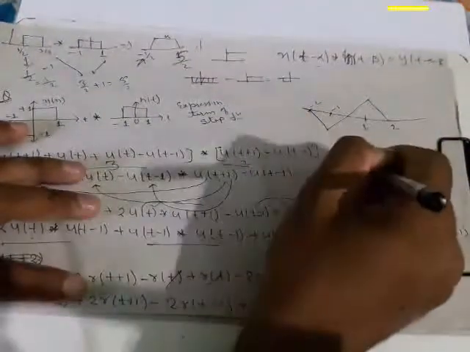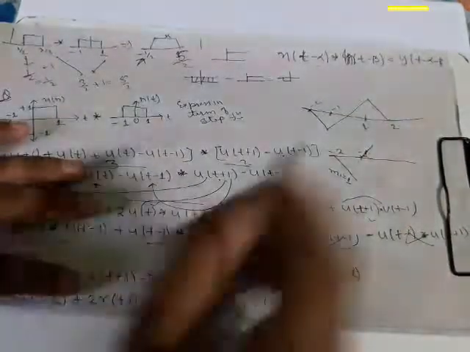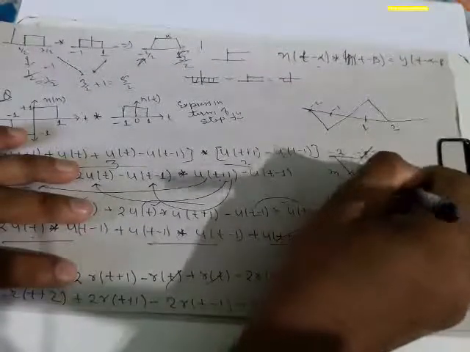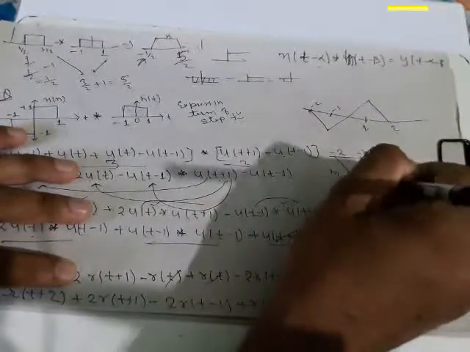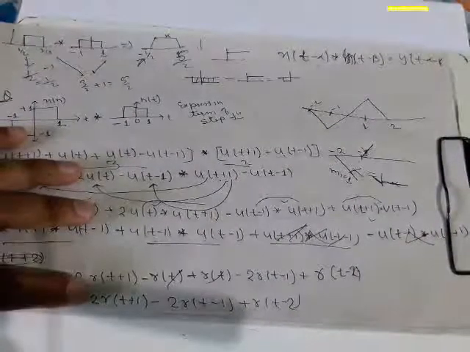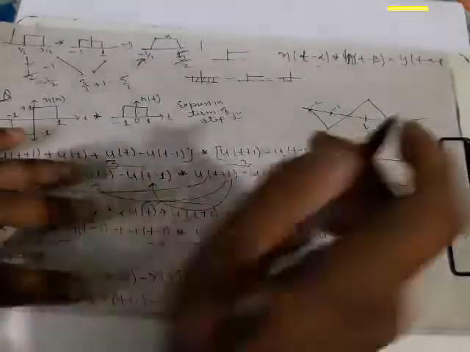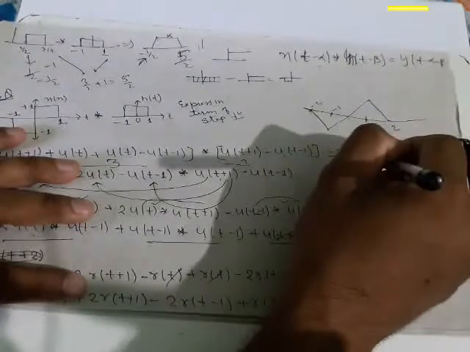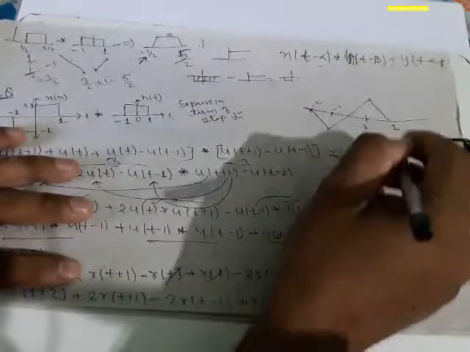Similarly, this is property 1, and the second property says that the differentiation of y(t) is nothing but the convolution of x(t) with the differentiation of h(t), or the differentiation of x(t) convolved with h(t). So this is the property.